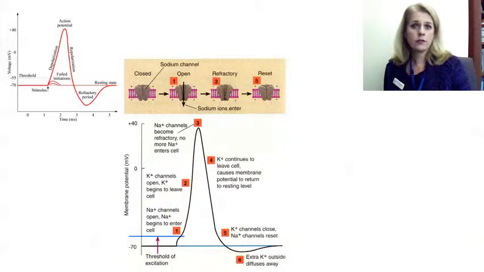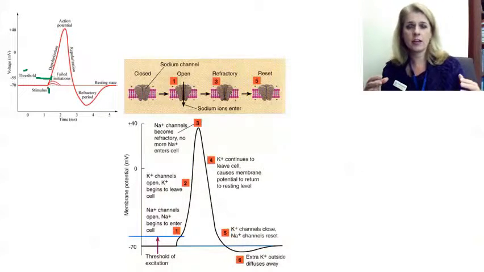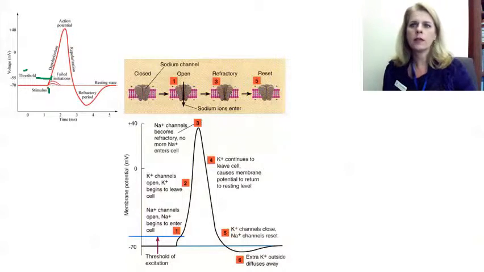So here's my overview slide, and we have our action potential here with our threshold, which shows you what stimulus you've got to reach in order to generate an action potential. So if you were to isolate a neuron and then give it a stimulus, zap it with a probe, if you don't give it a threshold stimulus, nothing happens.